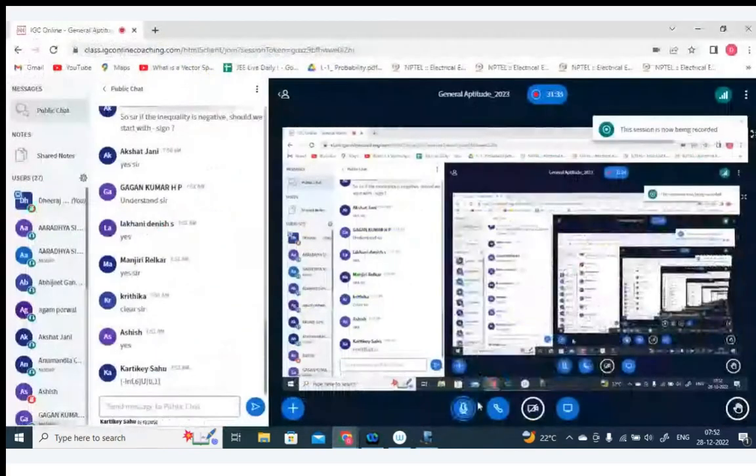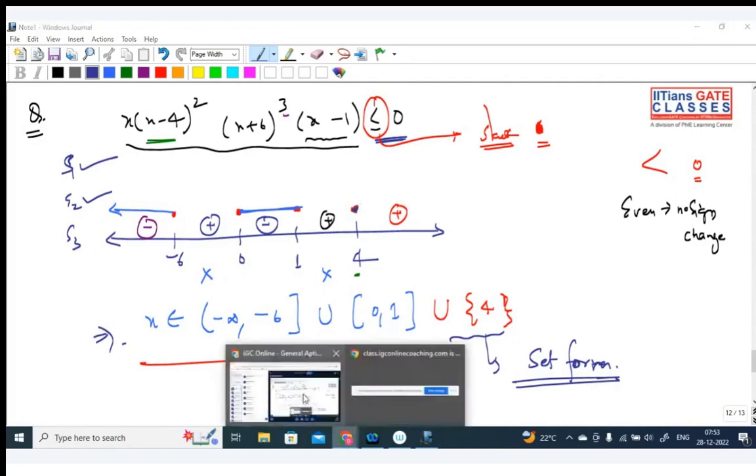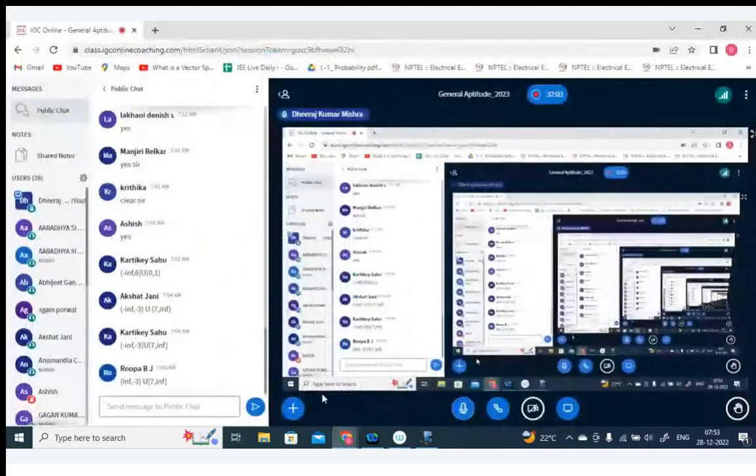This concept you see here is very, very important. If there is one number which is left out, you have to take that number and put it in set form, using curly brackets. So you are also including this, and this is going to be the correct answer, because there is only one number which is left. Minus infinity, minus 3, 7.